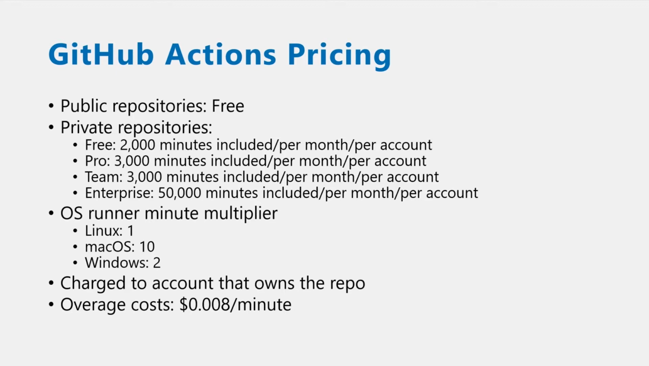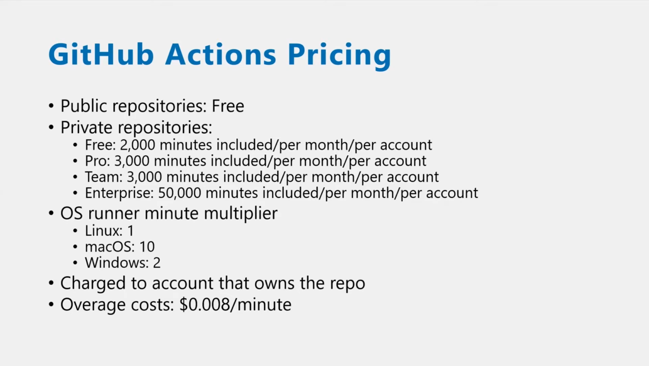The free tier starts at 2,000. It goes all the way up to 50,000 minutes for the enterprise. And this is included per month per account. So you might want to say, well, okay, what does per month per account mean? Basically, per month is per calendar days. Per account means whichever account owns that repository.